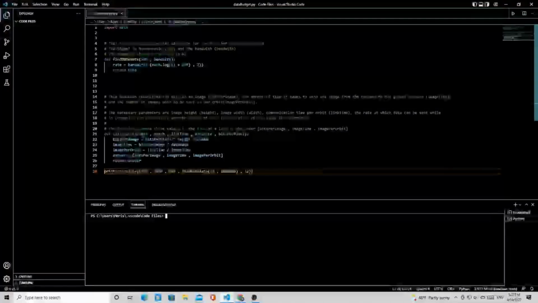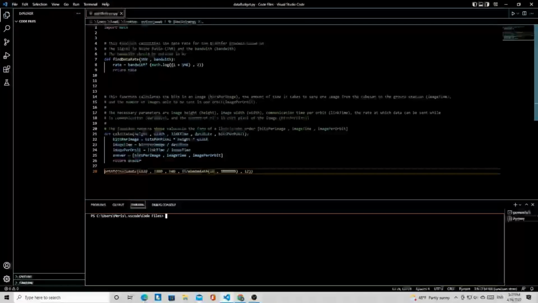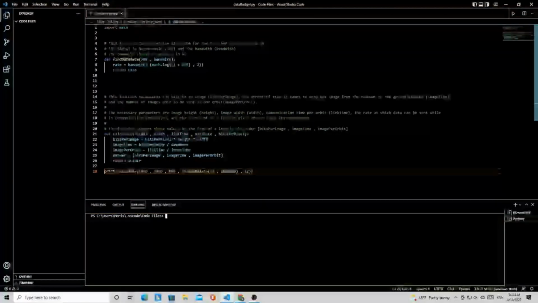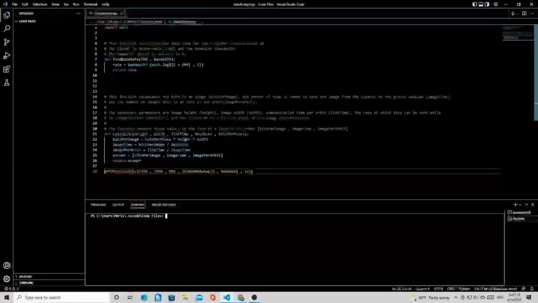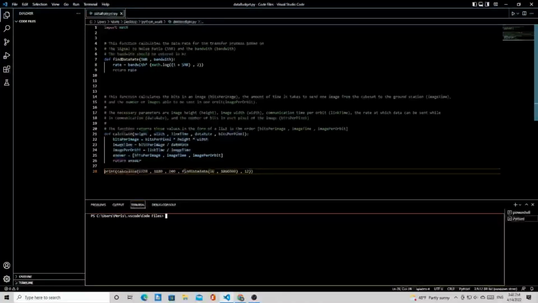We also wrote a function to be able to calculate the number of bits in an image, the amount of time it takes to downlink an image from the CubeSat to the ground station, and the number of images that could be sent within one potential orbit. This function took the parameters: the height and the width of the image, both in pixels, the time in communication between the CubeSat and the ground station in seconds, the data rate between the CubeSat and the ground station, and the number of bits per pixel for the images. We also wrote a function that could calculate the data rate based on the signal-to-noise ratio and the bandwidth.